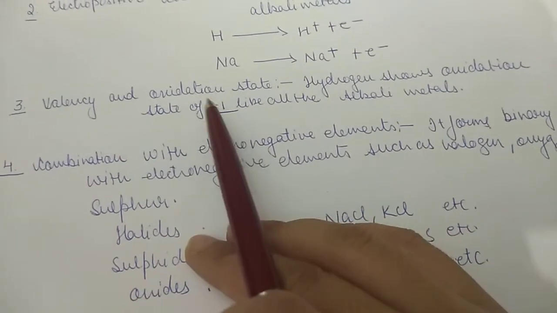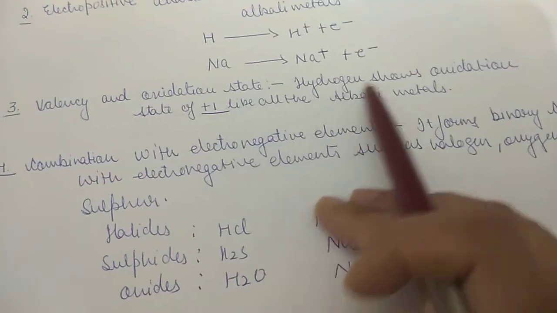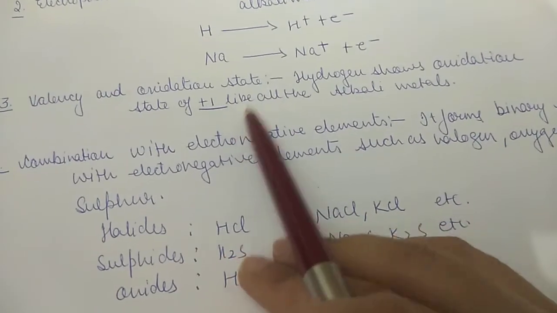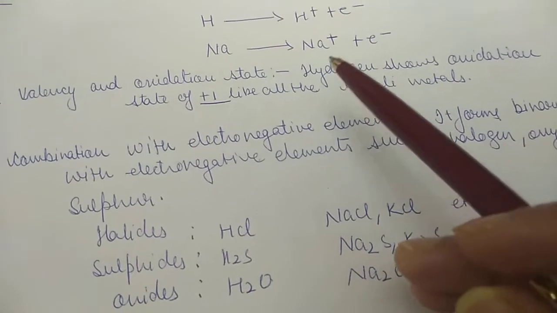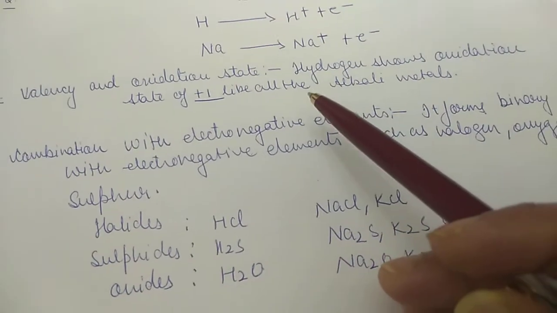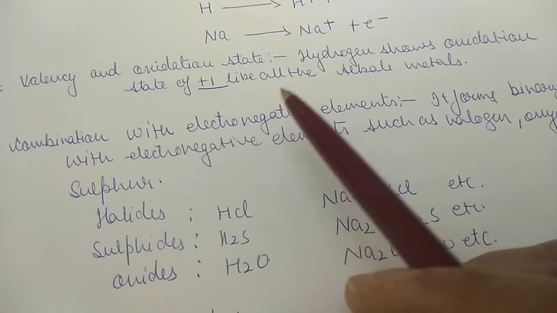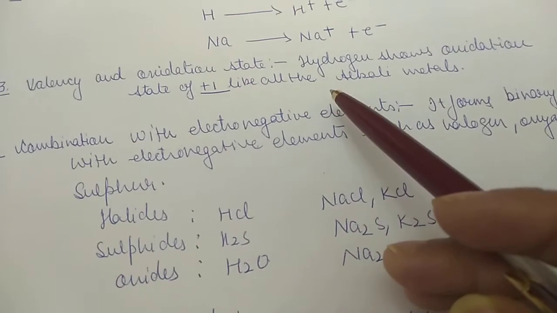Then third, valency and oxidation state. Hydrogen shows an oxidation state of 1 like all the alkali metals. Obviously, it will show only a plus 1 oxidation state because it has only 1 electron in its valence shell.